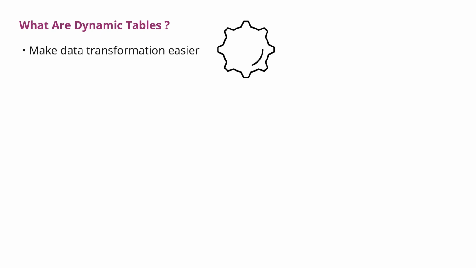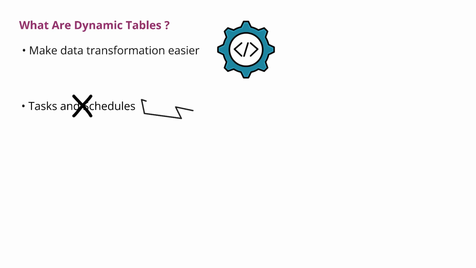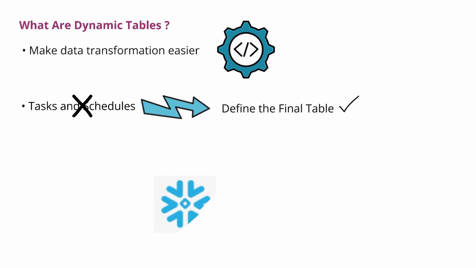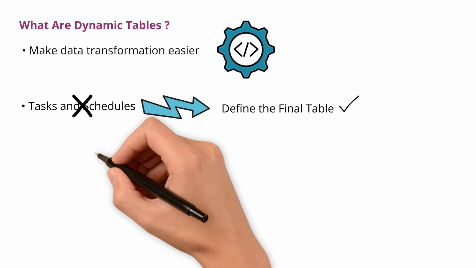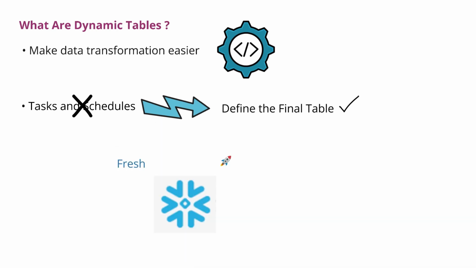Dynamic tables in Snowflake make data transformation easier by handling everything automatically. Instead of setting up tasks and schedules to update your data, you just define what the final table should look like. Snowflake then manages the entire process, keeping your data fresh, efficient, and cost effective without any extra work.